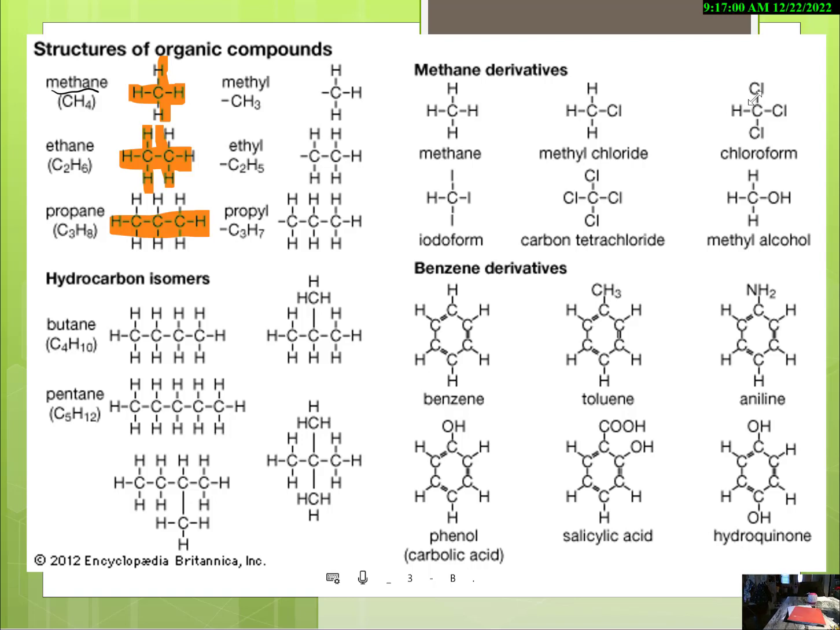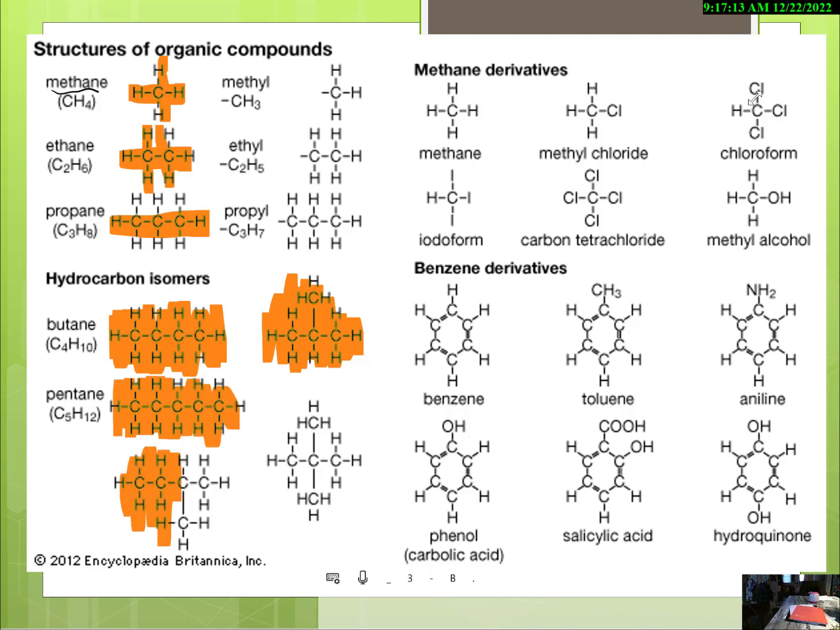We've got some isomers. So we saw butane with 4 carbons, and isobutane also has 4 carbons. Here's an example of isomers of pentane with 5 carbons. And this one also has 5 carbons laid out in different structures.